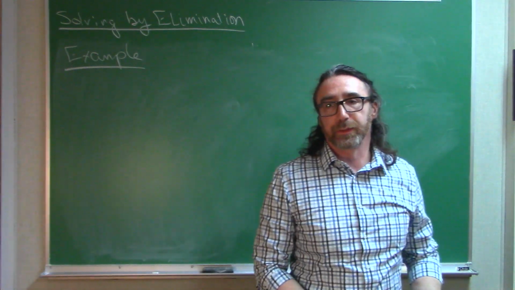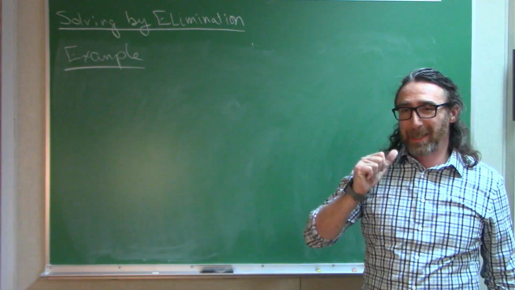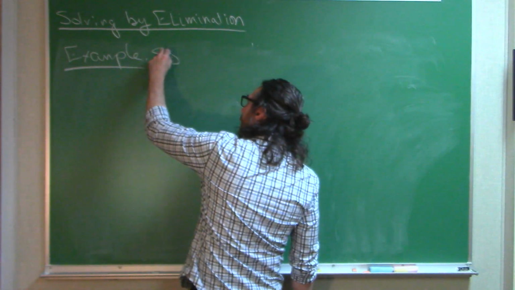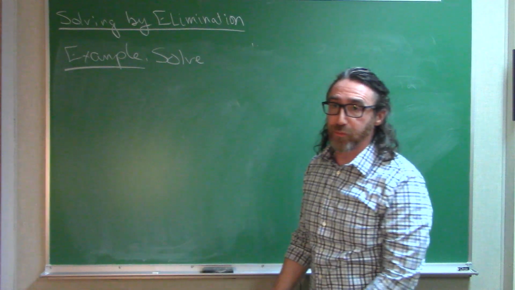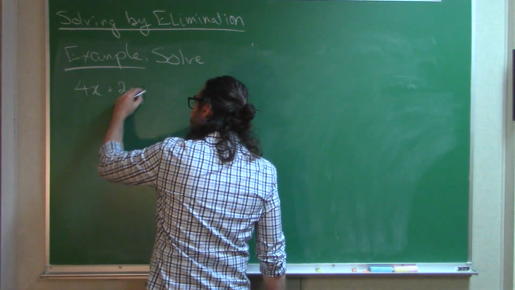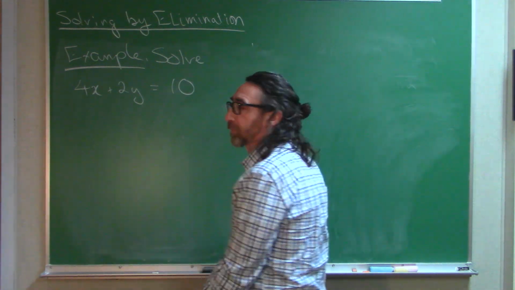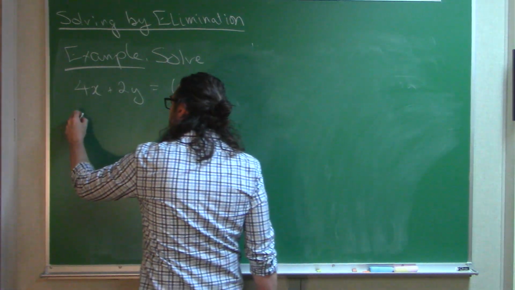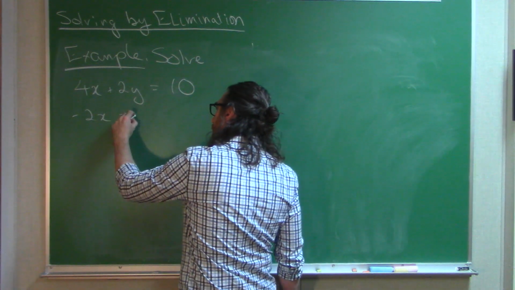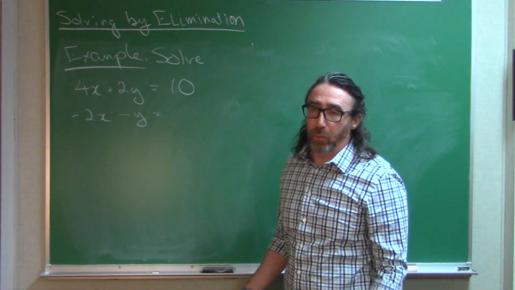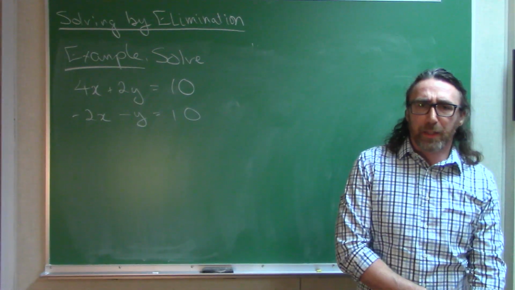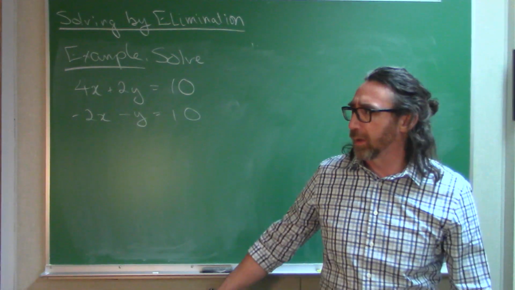Okay, how about this one here? 4x plus 2y equals 10, and negative 2x minus y also equals 10, let's say. Let's do this example. I tend to be pretty systematic when I solve by elimination.